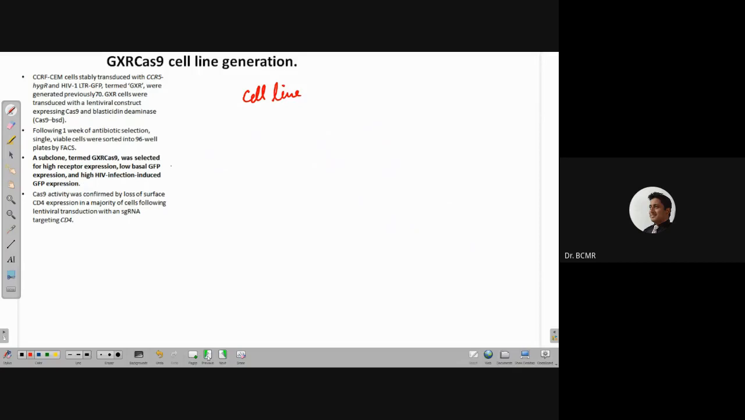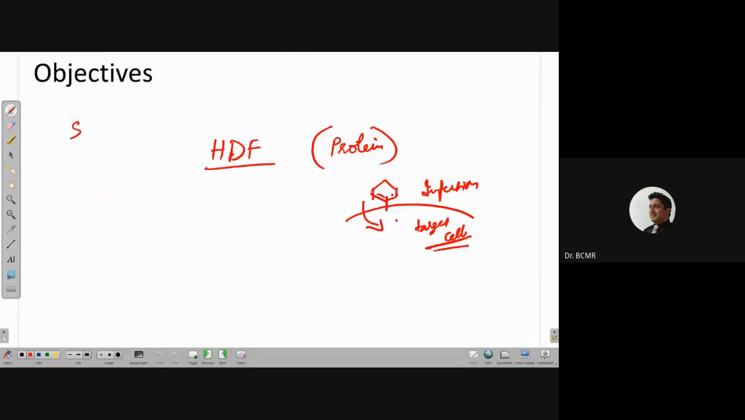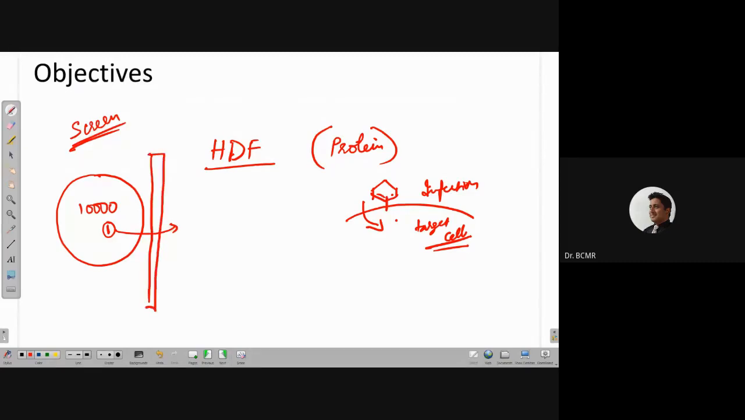Before going into that, I would also want to say, what is a screen? Say you have 10,000 cells, and I want to pick one particular cell out of it. So you should have a screen so that you eliminate all the 9,999 cells and get that one particular cell. That is screening. So the screen here would mean that.